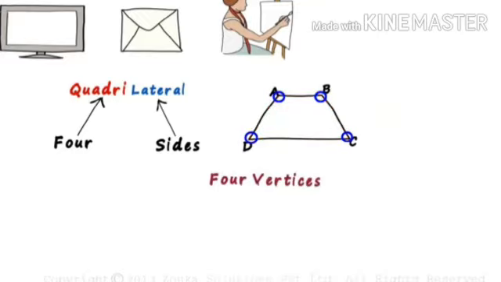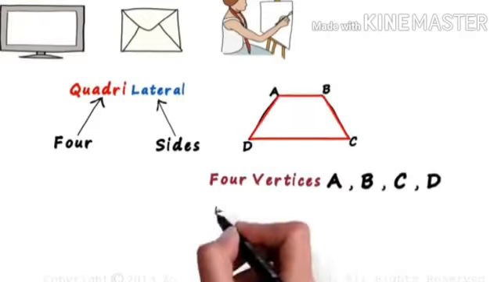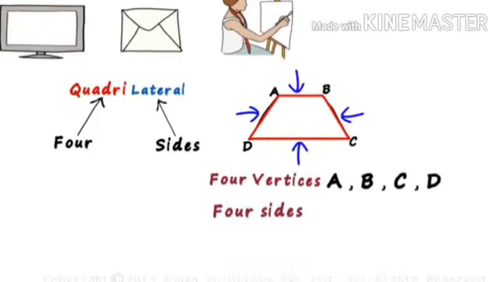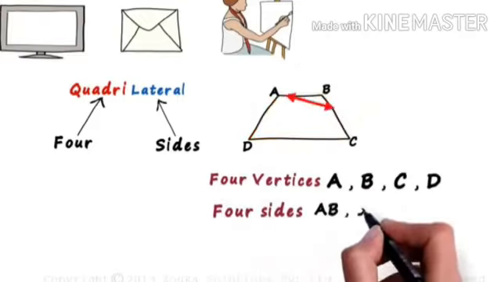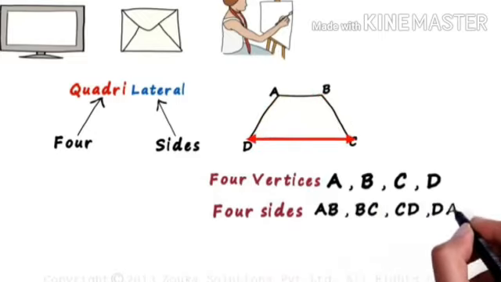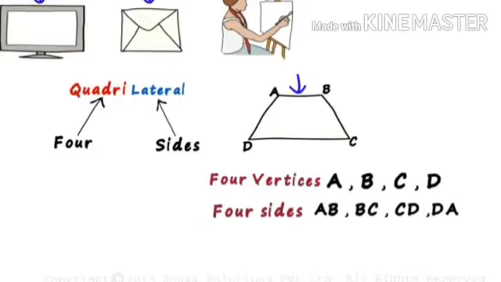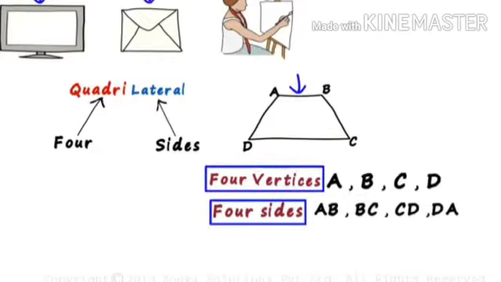Each point is called a vertex, and as we've already seen, a quadrilateral has 4 sides, and the sides are called AB, BC, CD and DA. So remember, every quadrilateral has 4 sides and 4 vertices.